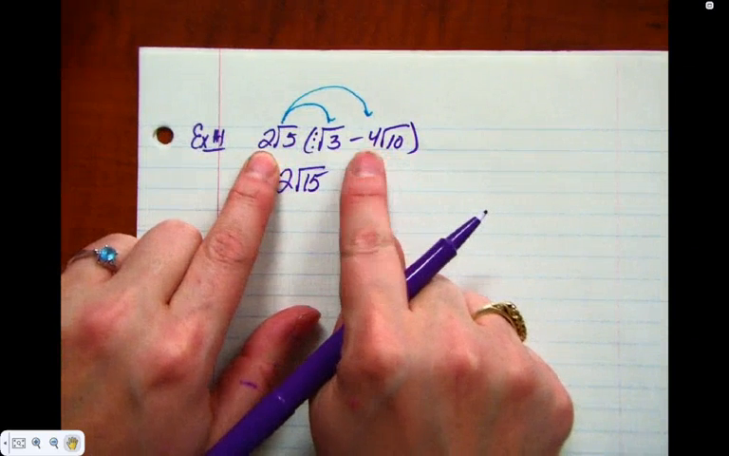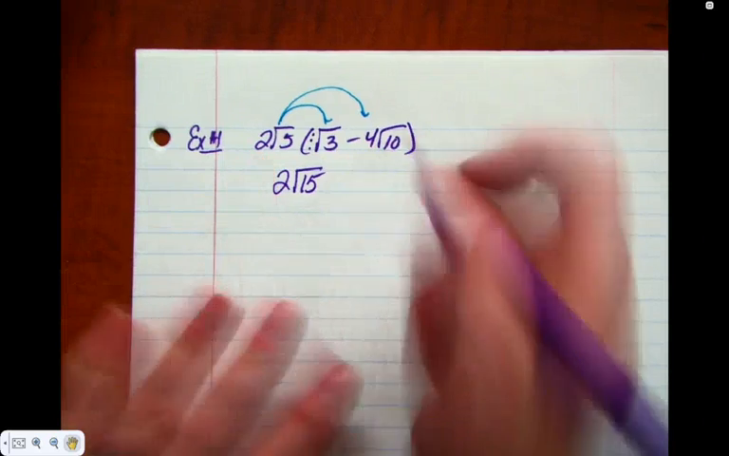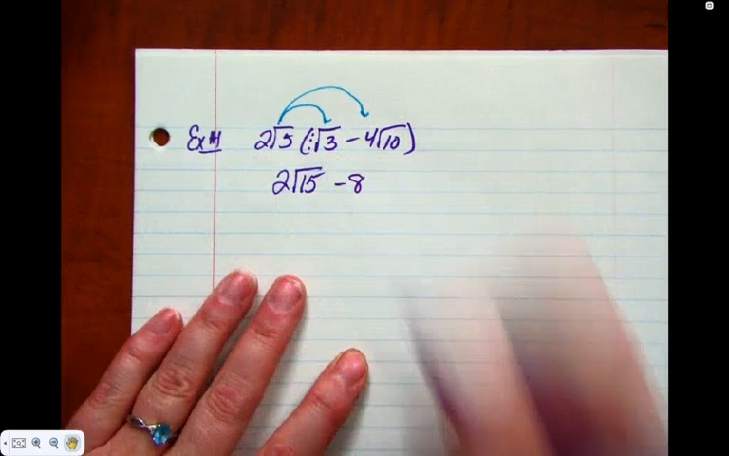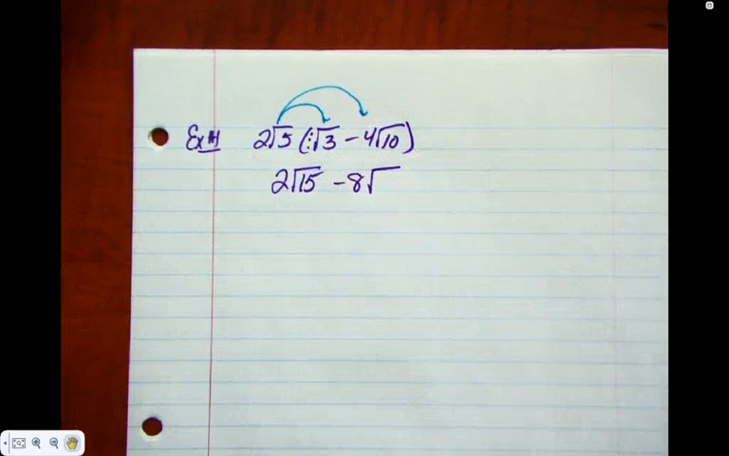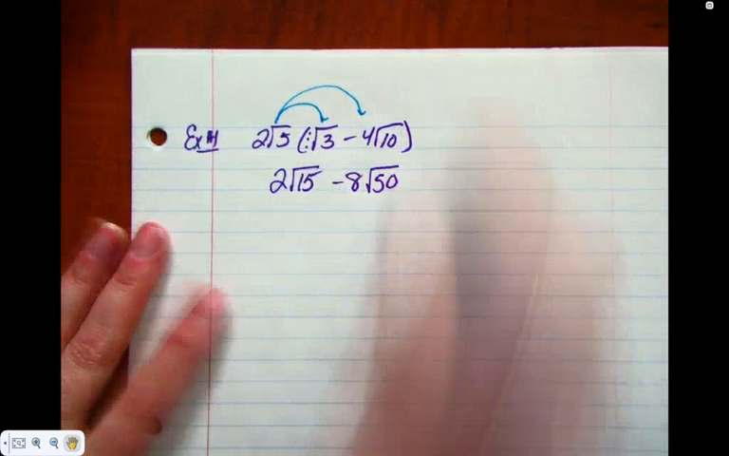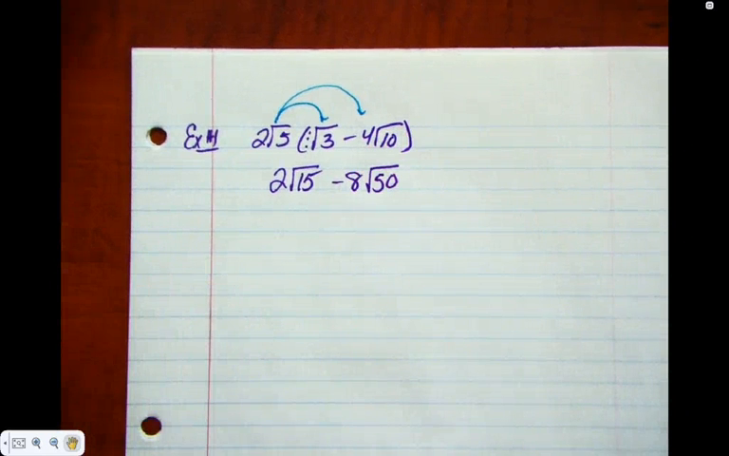Now I'm going to do the same thing with the second term in the brackets. Positive 2 times negative 4 is negative 8. Radical 5 times radical 10 becomes radical 50. So again, coefficient times coefficient, radical times radical. The last step is just to simplify.